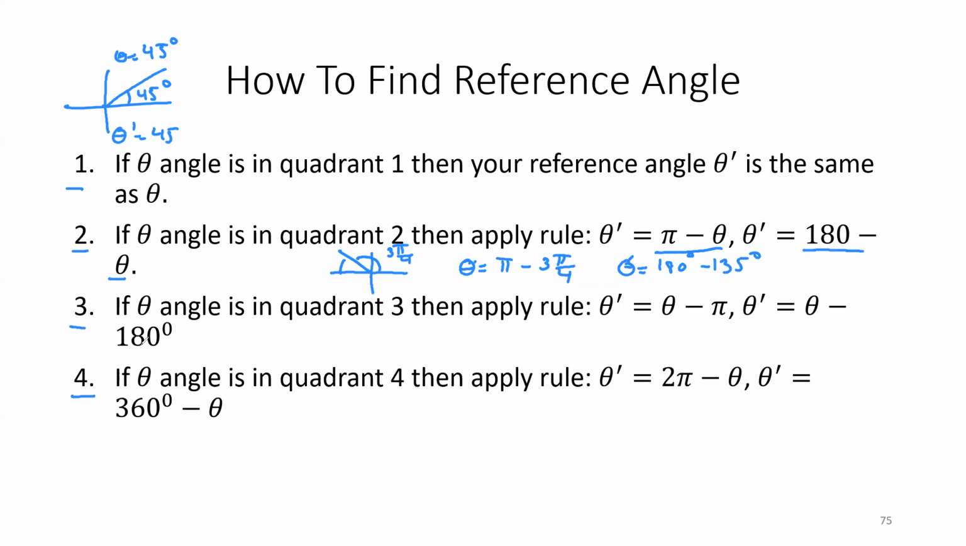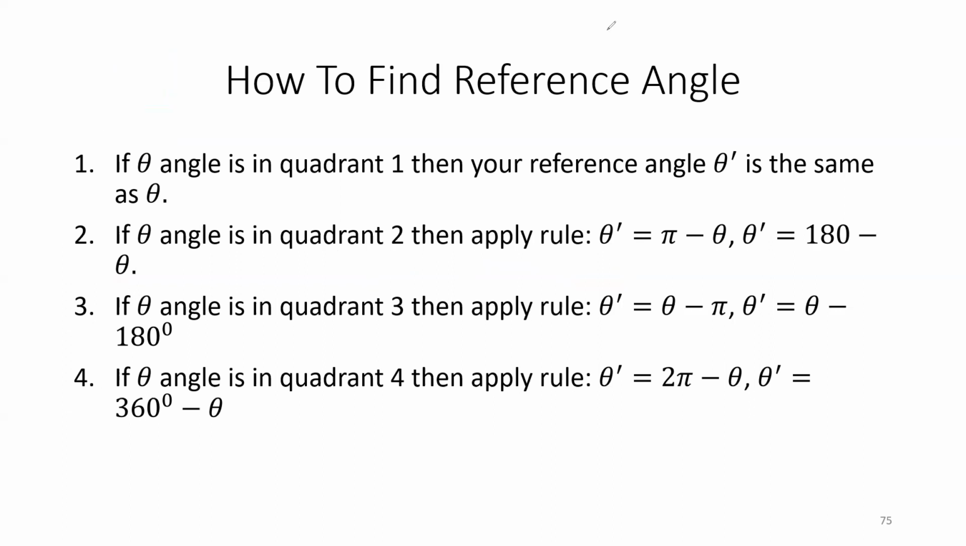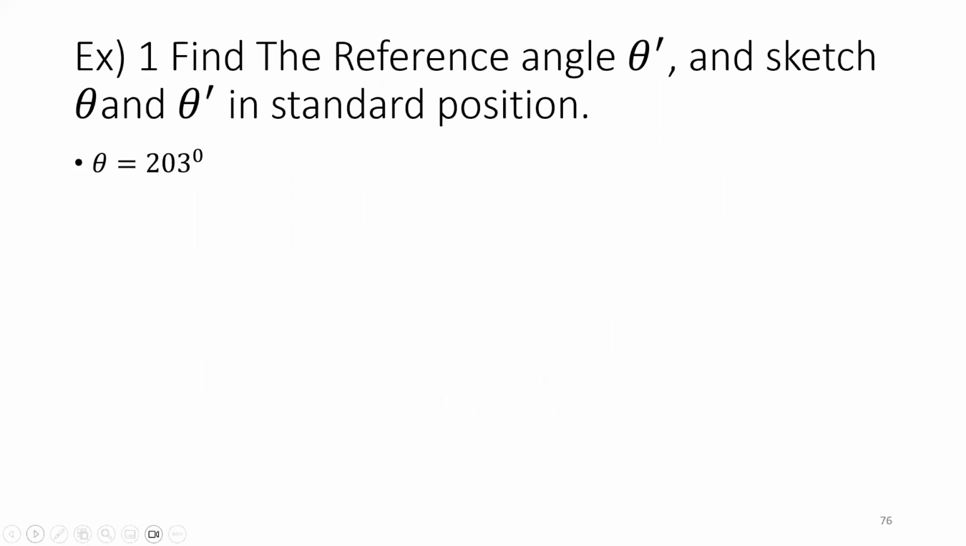Okay, so now that you know the rules, let's do some examples. Example one says find the reference angle theta prime and sketch theta and theta prime in standard position. So our theta is 203 degrees, so that is technically somewhere in quadrant three, right? So let's draw that. 203, 210 is here, so it's right about here, right?